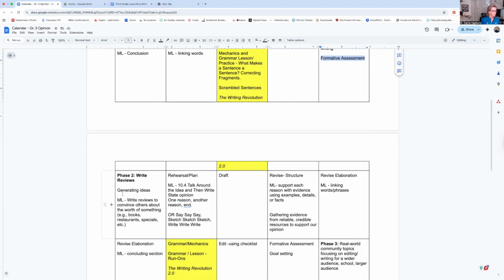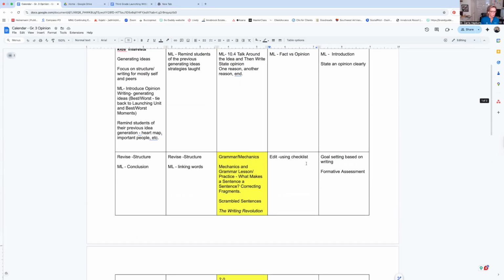In phase two, we'll generate ideas. We're going to go a little bit faster, where students are going to be thinking about writing reviews. Kids review things all the time. They review books, toys, video games, sports, all of those things. So we're going to capitalize on that and teach them about that. They'll do some rehearsal and planning, draft again, and we're moving into revising.